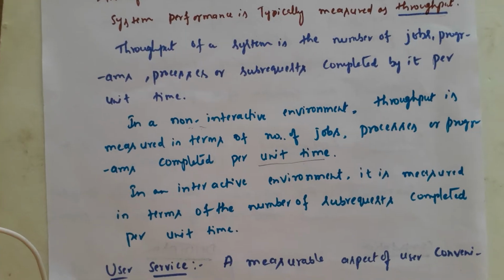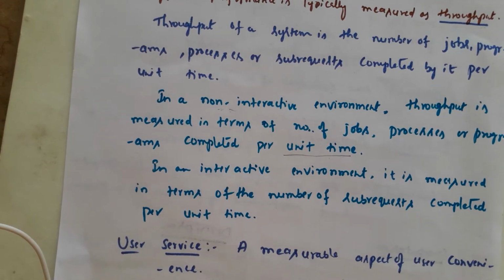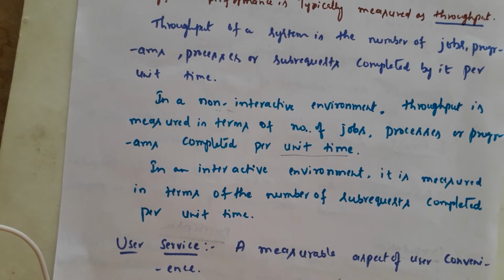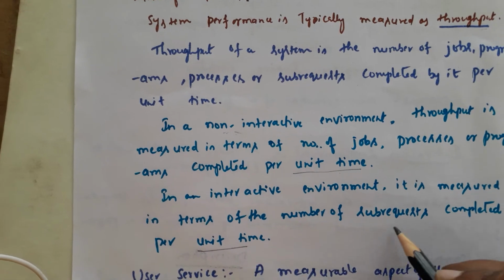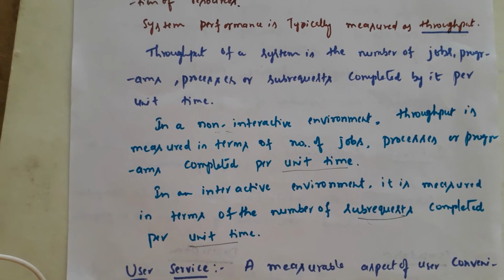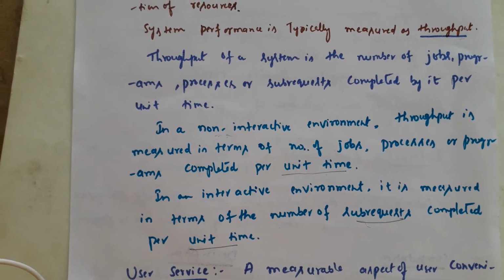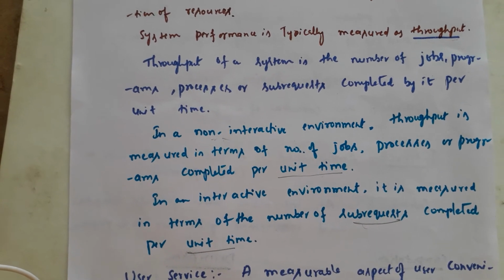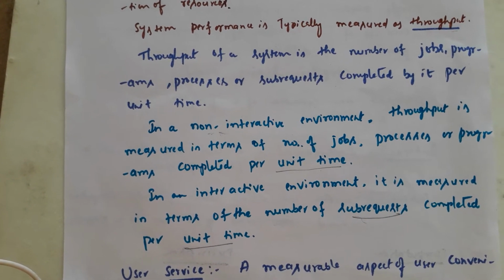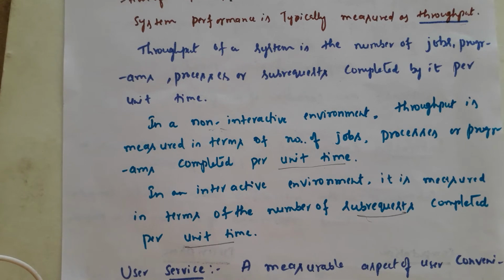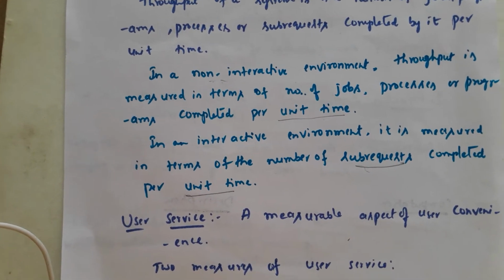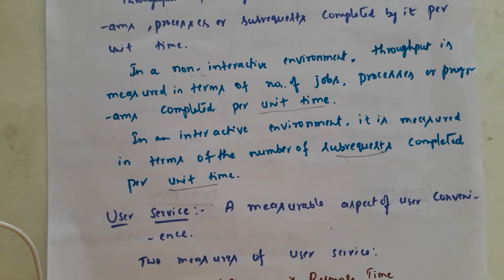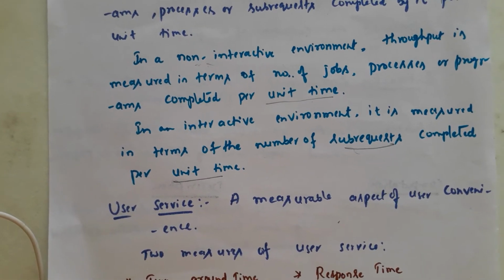If it is an interactive environment, then we say how many sub-requests have been responded to per unit time is called throughput. So based on non-interactive and interactive, you can calculate your throughput, where throughput is nothing but the output, the responses you are getting per unit time. Next, user convenience: how convenient it is for the user to use that particular operating system.